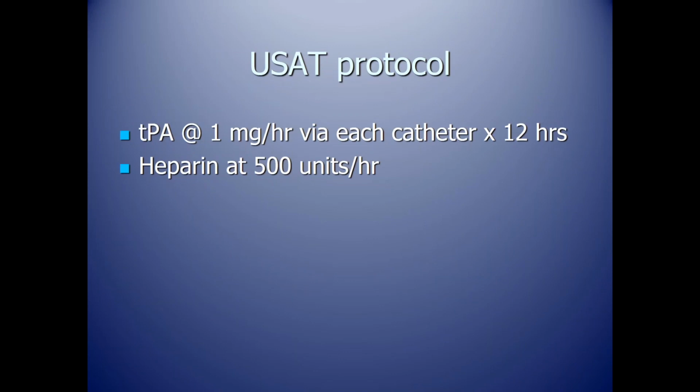This is our standard protocol, and we learned about this protocol right before we went live with the Seattle 2 trial. We use 1 milligram an hour of TPA via each catheter, and we do a 12-hour infusion. We also use, and I'll talk about our length of infusion in a second, a very low-dose heparin at 500 units an hour. The whole idea is we do not keep the patients therapeutically anticoagulated during the thrombolytic treatment.